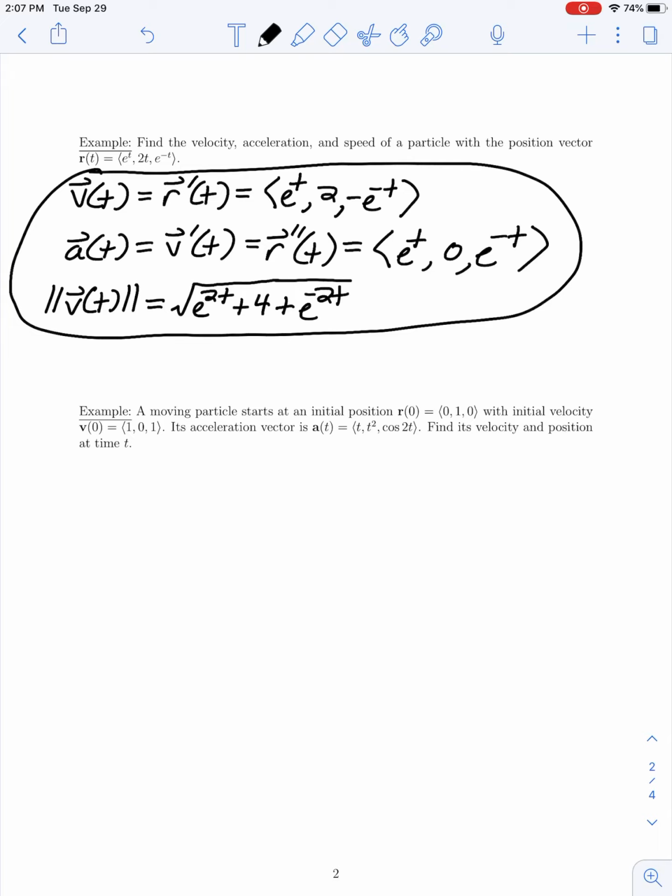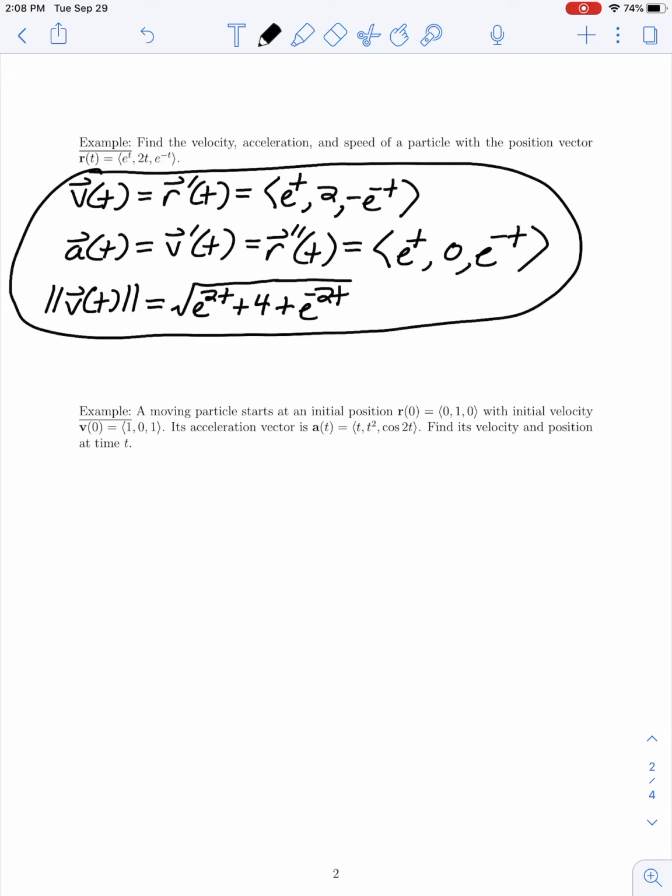So suppose that we have information about the velocity or acceleration of an object, and we're trying to find its position function. So as an example, we're told that a moving particle starts at an initial position given by r of 0, which is 0, 1, 0, with an initial velocity of v of 0 equals 1, 0, 1, and its acceleration vector is given as a of t, whose components are shown. So we are asked to find its velocity and its position at any time.